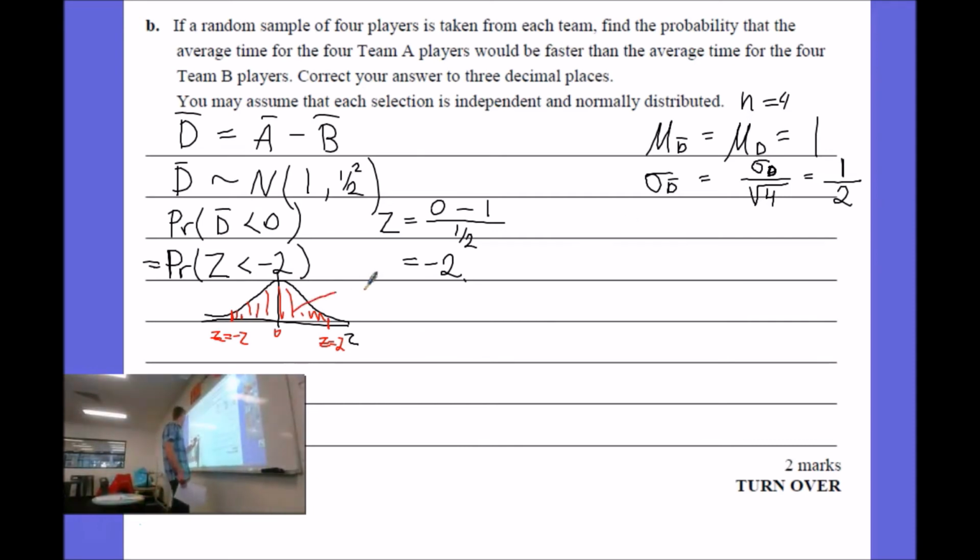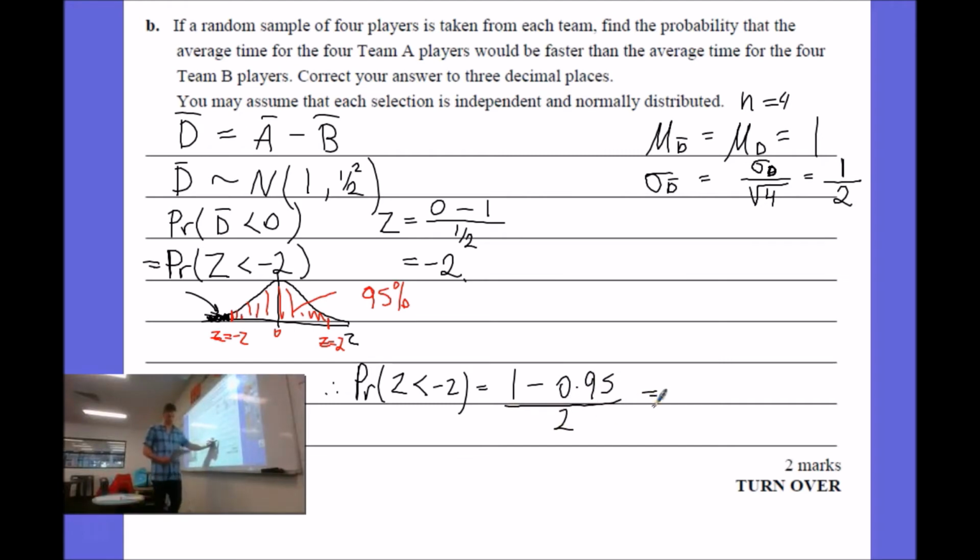Right, if we remember, it's approximately 95%, 2 standard deviations either side of the mean. So then, less than this value, we're looking about this little area here. Well, the complement probability must be 5%, and this is going to be half of 5%. So therefore, probability that Z is less than this value, 1 minus 0.95 divided by 2, we get 2.5%. There we go.